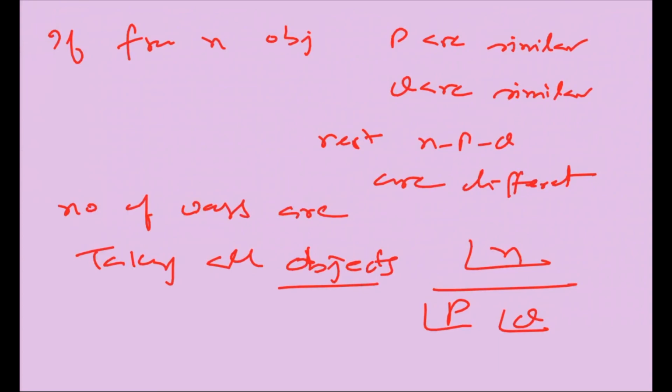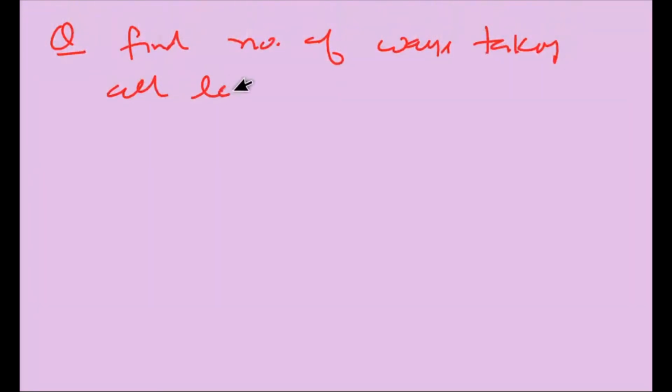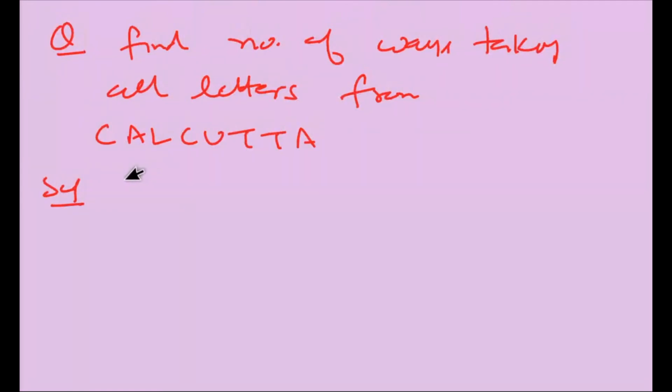Okay students, so using this, our question is: find the number of ways taking all letters from C A L C U T T A. Here we can see 2 are similar, 2 are similar, 2 are similar, and the rest are not similar.